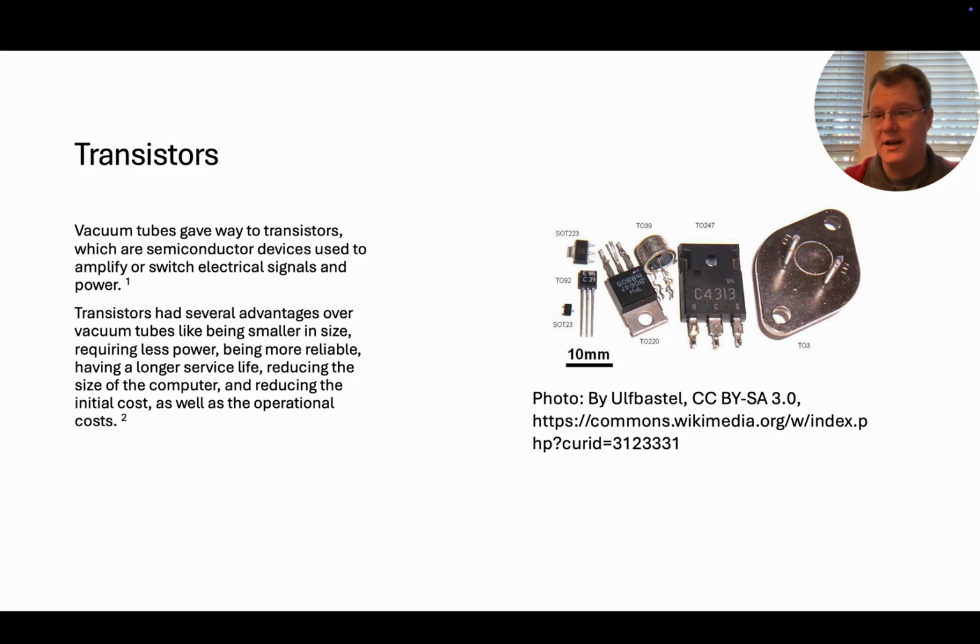You reduced the size of the computer because of the size of the transistor. You reduced the initial cost, and you also reduced operational costs. You weren't constantly replacing vacuum tubes any longer now with transistors, because they had that longer, more reliable life cycle.